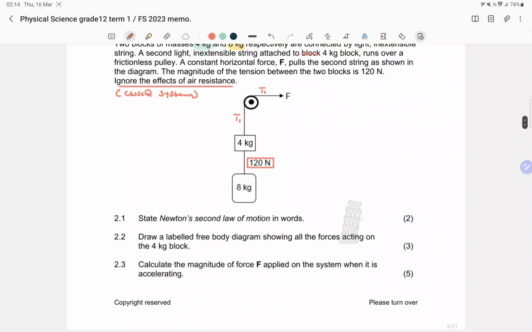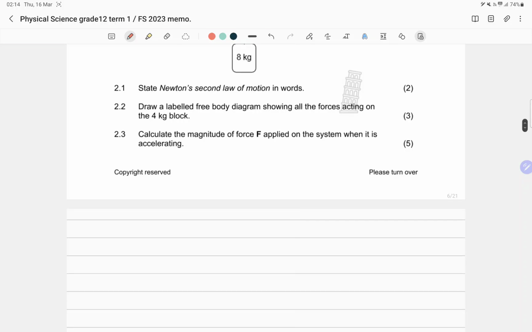Great. So let's sort out this thing. It says state Newton's second law of motion in words. Okay, this is now grade 11 work. So if you fail this one, hang yourself, please.